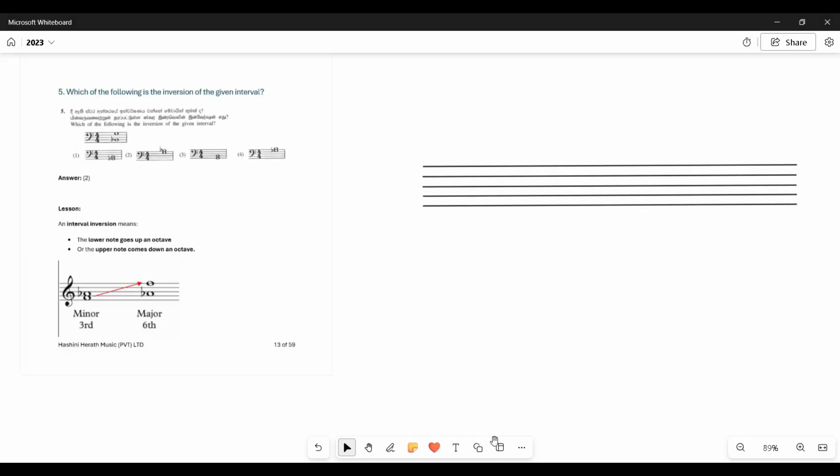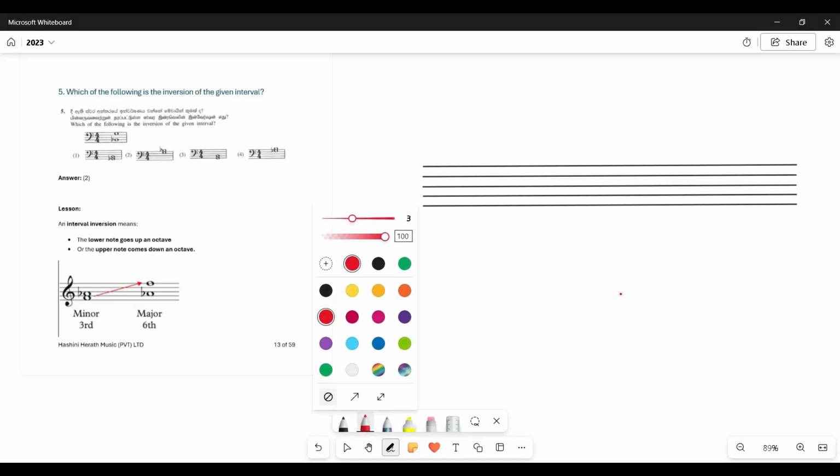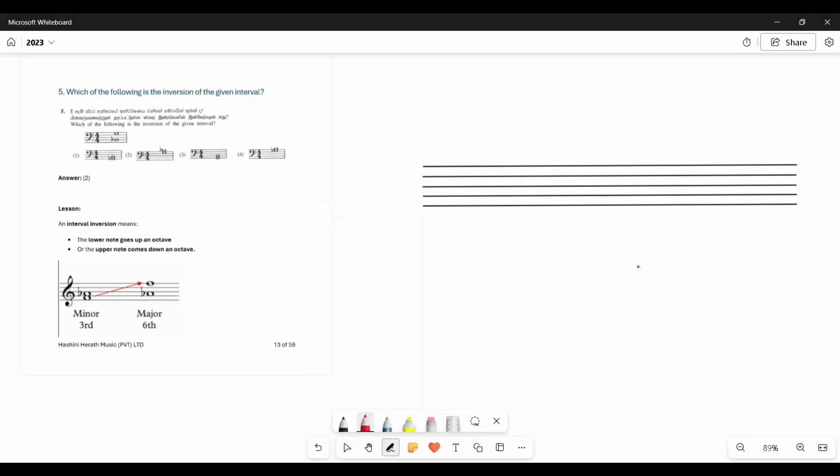Okay, so the next one is the fifth question that we have here. It is asking which of the following is the inversion of the given interval. Inversions of intervals. That's the lesson. That's the only lesson. So the given one is actually with a bass clef. That's B flat and a G.